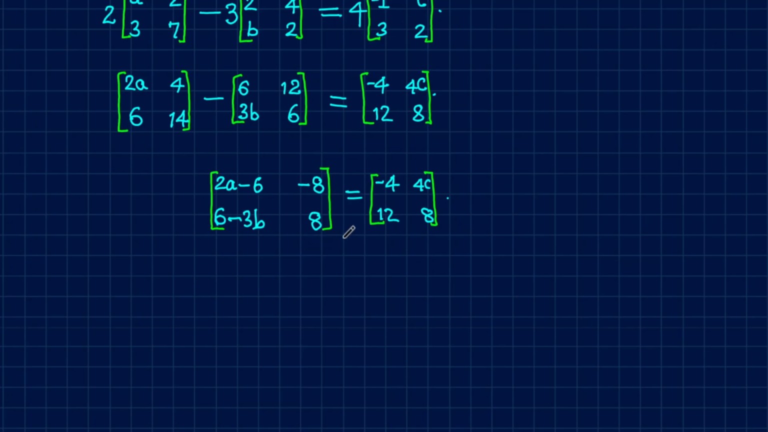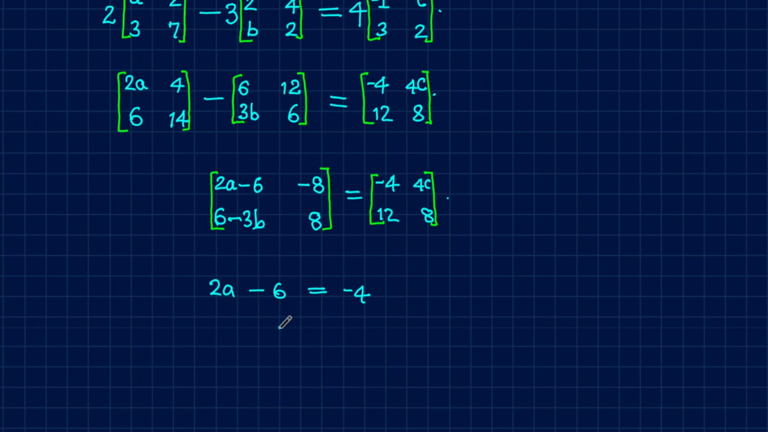So for now, we're interested in getting A, B, and C. So let's equate these corresponding elements containing the unknown. So up here, 2A minus 6 is equivalent to negative 4. And this is equation number 1. And from here, since it is 1 equation with 1 unknown, you can just get the value for A directly.